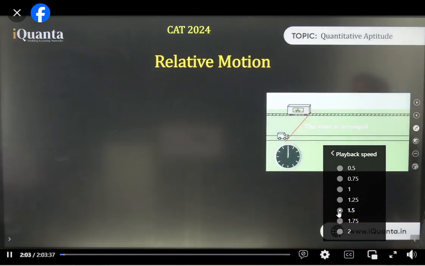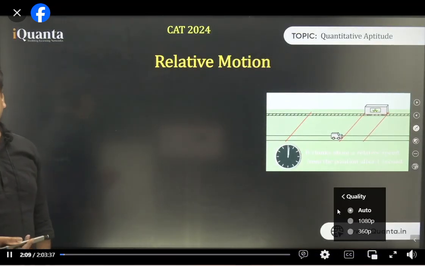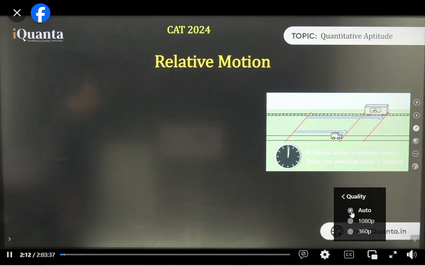Second session of time, speed and distance. And here we will be discussing relative motion.